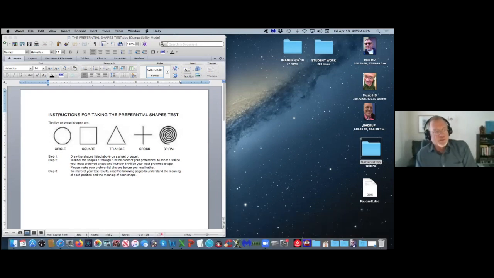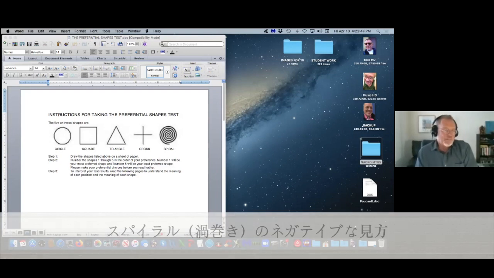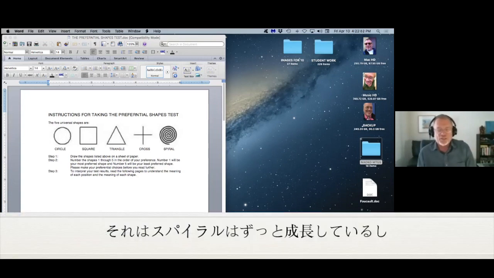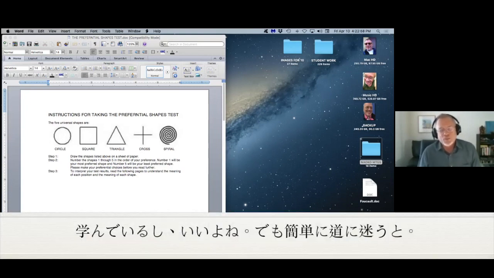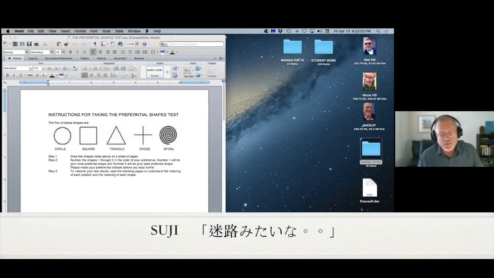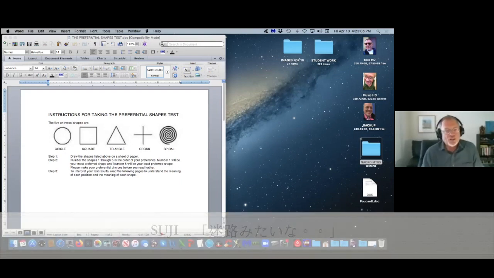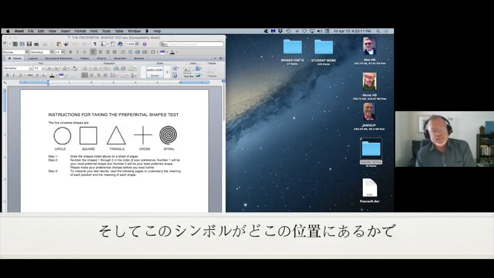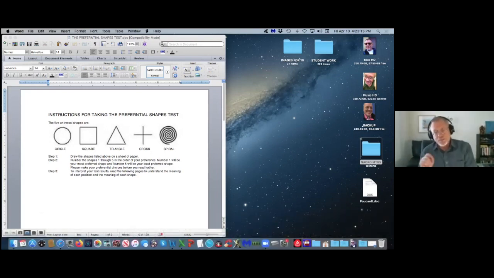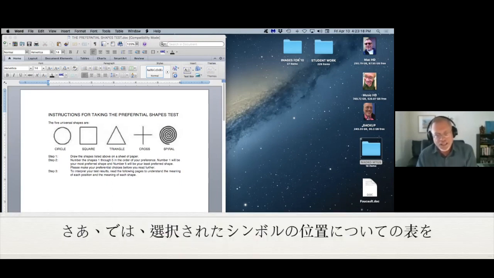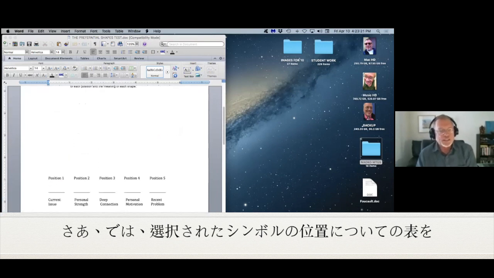And so that's that. The spiral is good because you learn and you grow and you transform. But the negative of that is that you can get lost fairly easily. It's like a maze. It's very difficult. Sometimes you get lost in the maze. And so those are the meanings of these symbols. Now, to make this work, what you have to do is know what the positions are, because you have yours in 5 positions. So here are the positions and their meanings.